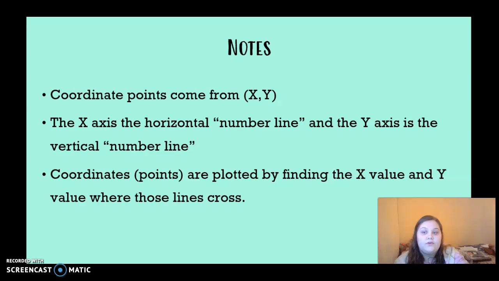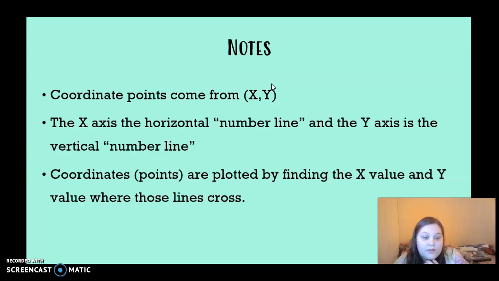Alright, so we're first going to go over coordinate points, and they come from x, comma, y. So that is the form that you will always see a coordinate in, is x, comma, y. Alright? The x-axis is the horizontal number line, so it goes side to side. Okay? And the y-axis is the vertical number line, so it goes up and down.